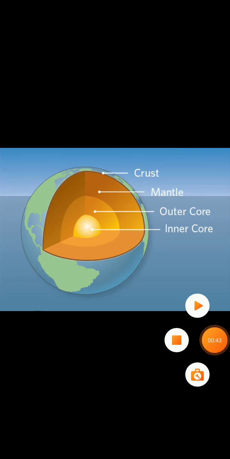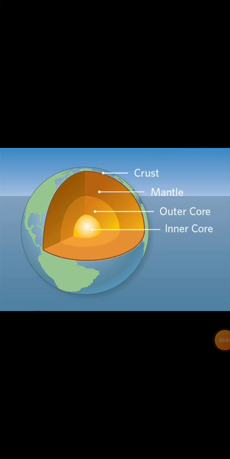The elements or compounds which occur naturally in the Earth's crust are known as minerals. So, you need to remember the definition of minerals. What is it? The elements or compounds which occur naturally in the Earth's crust are known as minerals.